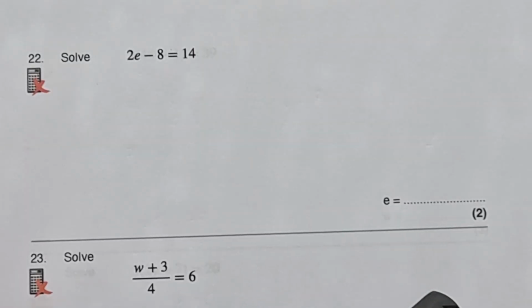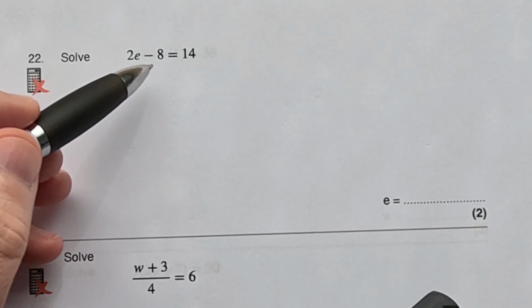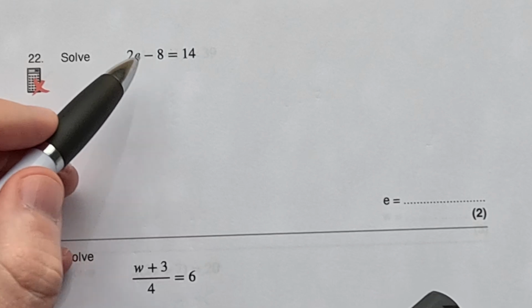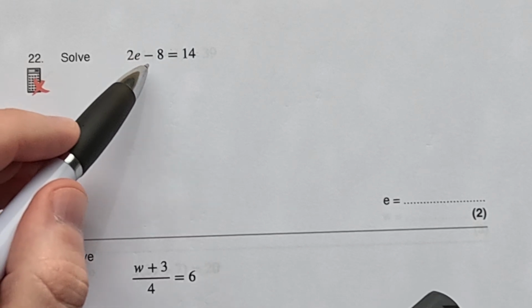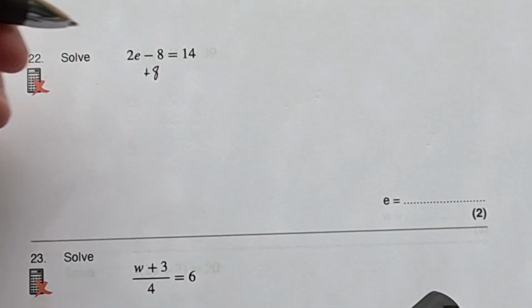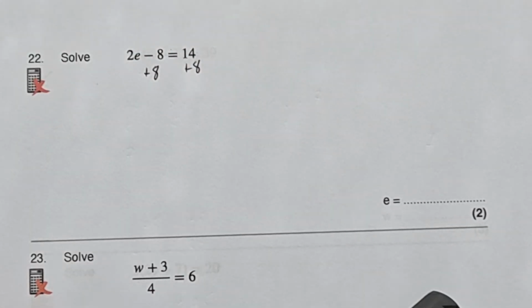Okay, so let's have a look at our next question, question number 22. So question number 22, we've been asked to solve 2e subtract 8 equals 14. So we want to get the e on its own, so we want to get rid of this take away 8, and we want to get rid of this multiplied by 2. So let's get rid of this take away 8 to begin with. So we're going to do the inverse, which is add 8 to the left-hand side of the equation, and we're going to add 8 to the right-hand side of the equation.